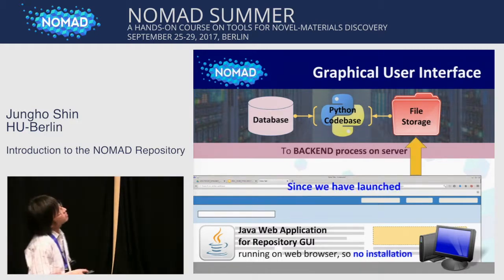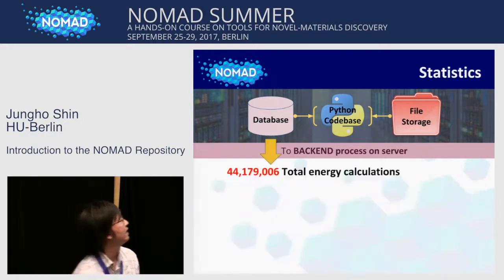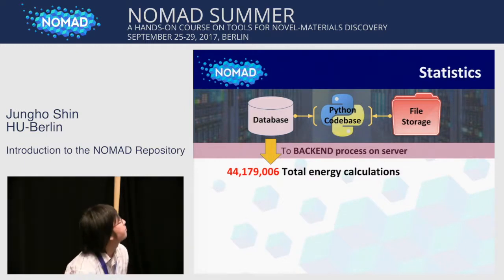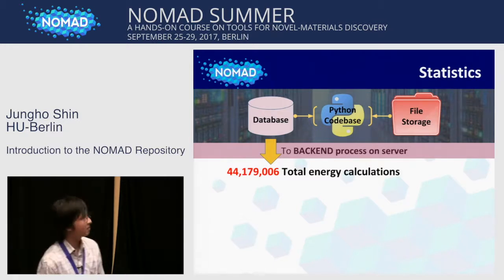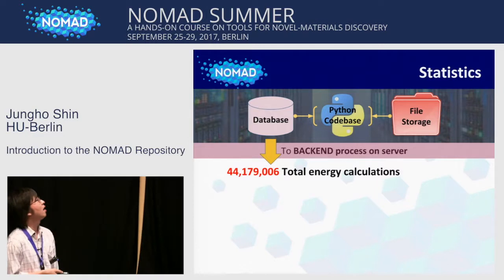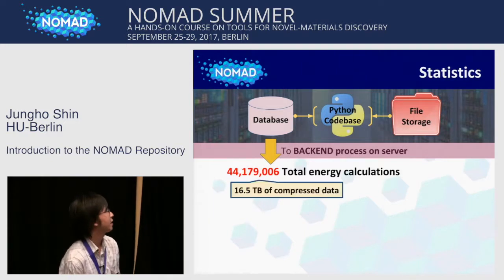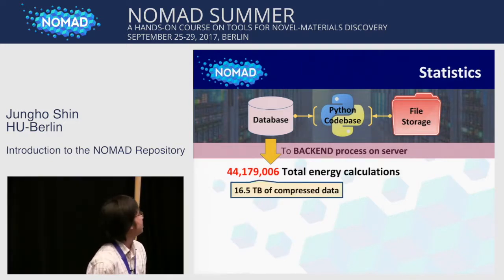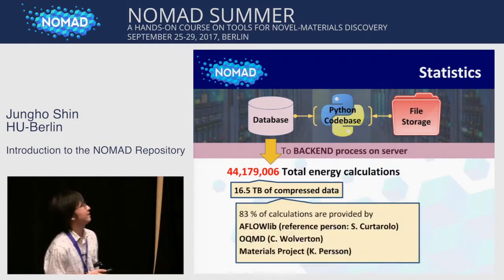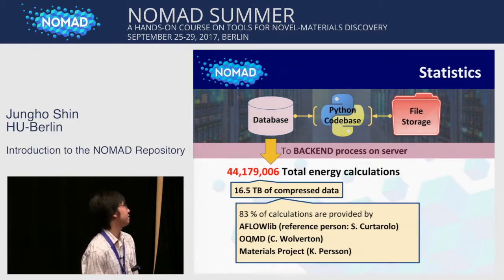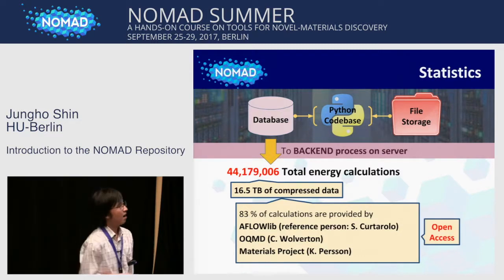After we launched this repository service, people uploaded their data quite a lot, and the data volume of our NOMAD repository database has increased quite a lot. Now we store more than 44 million total energy calculations in the repository, about 16.5 terabytes of compressed data. And 83% of those calculations are provided by AFLOW, OQMD or Materials Project, and these are open access.